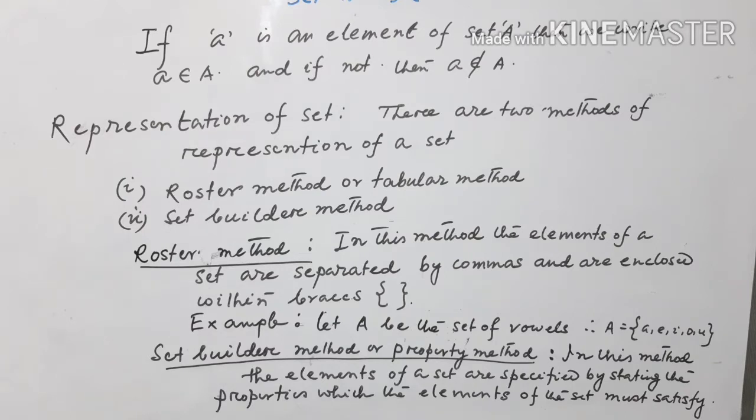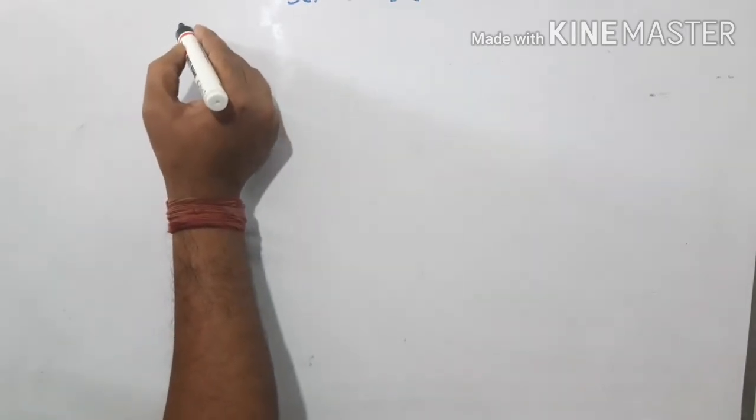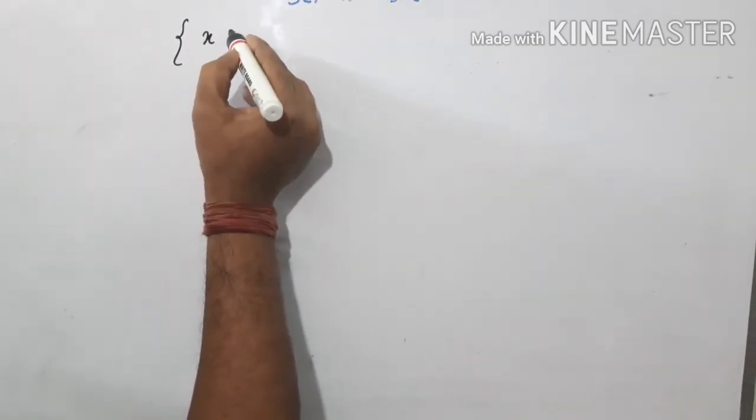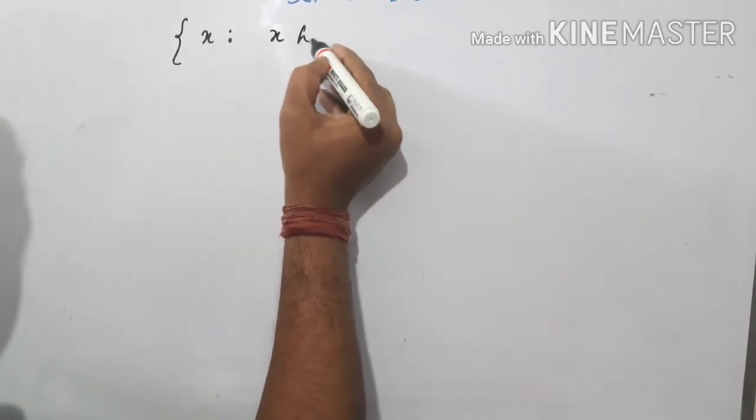Next is set builder form or property method. In this method, the elements of a set are specified by stating the property which the elements of the set must satisfy. In set builder method, we write like this: {x : x has the property P(x)}.